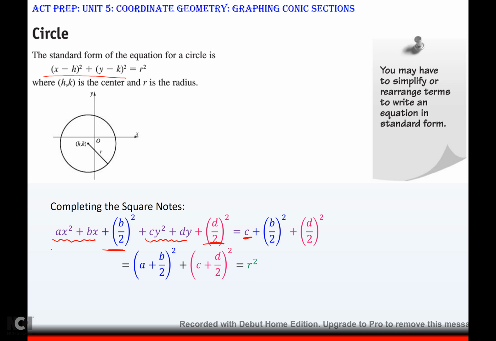And then to complete the square for x, you add half of b, squared, but you've got to do it to the other side. And then this will factor into (x plus b over 2) squared plus (y plus d over 2) squared, and whatever this simplifies down to becomes your radius squared.